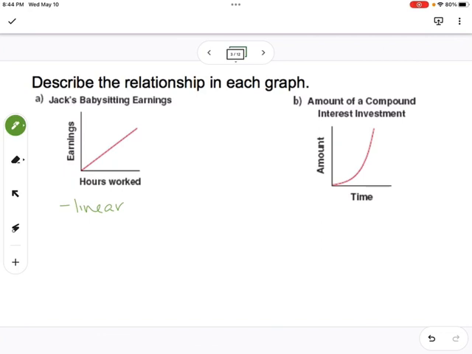Okay. And you want to look at the independent variable first and what that's doing, and then what happens with the dependent variable based on that. So as our hours worked increase, the earnings also increase. Okay. Here, going up by the same amount the entire time, that's what creates that straight line. So there's a constant increase.